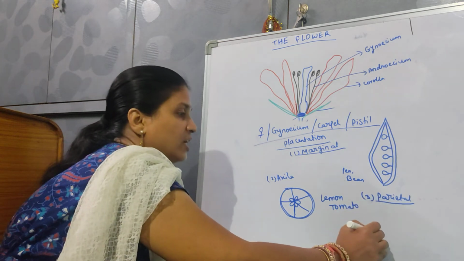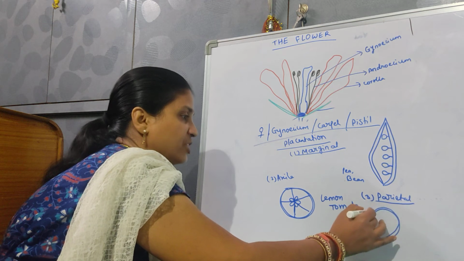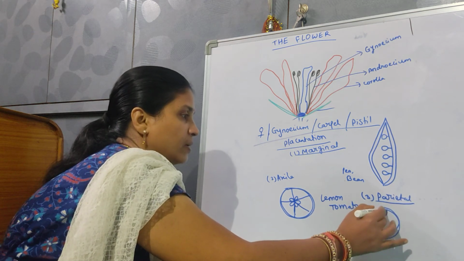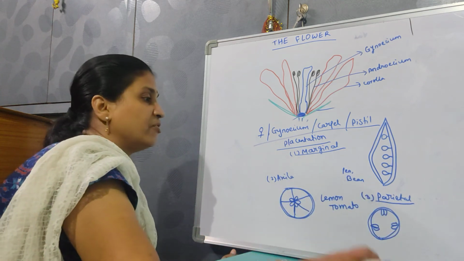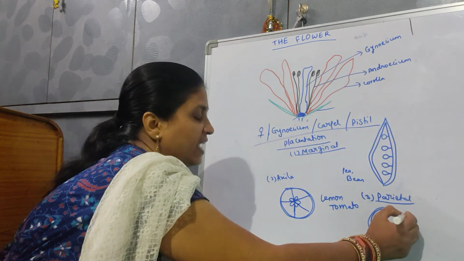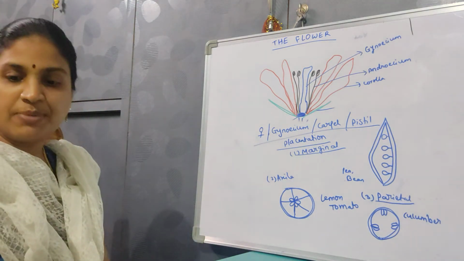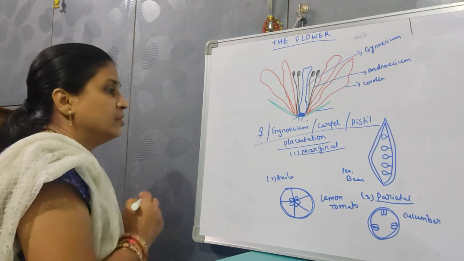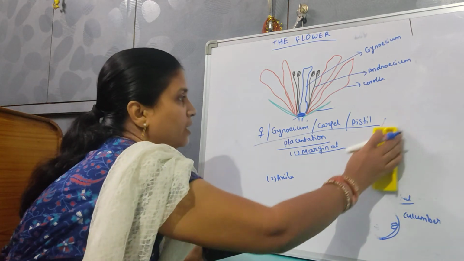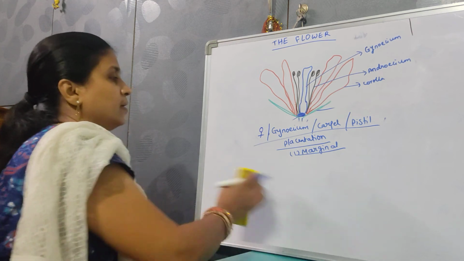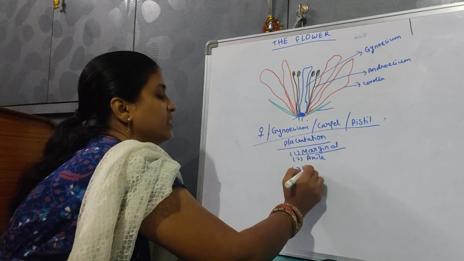The third one is parietal placentation. Parietal placentation means the ovules are attached to the inside of the ovary, like this, to the inside of the periphery of the ovary. It can be seen in cucumber. This is parietal placentation.